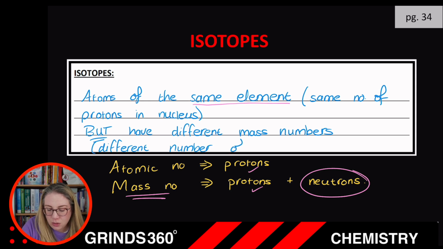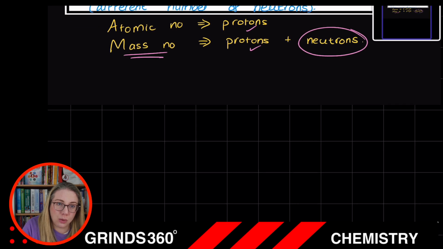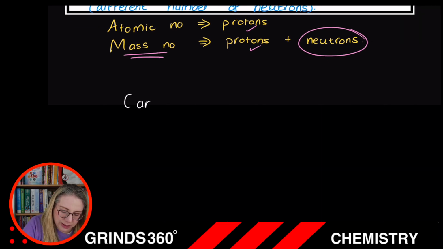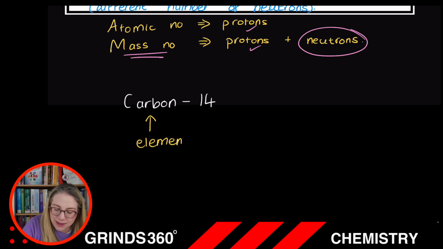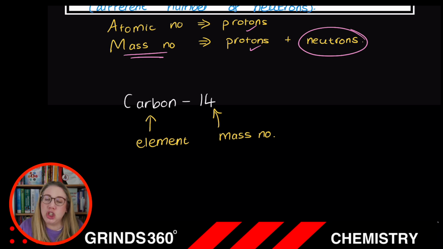Now, we're not going to go too much into isotopes. You just need to be able to know a little bit about them, but not too much information. When it comes to isotopes, you might have heard of a very famous one, which is carbon 14. Now, when you see it written like this, the name of the element will be written first, and this number that you see after it is the mass number of that isotope.